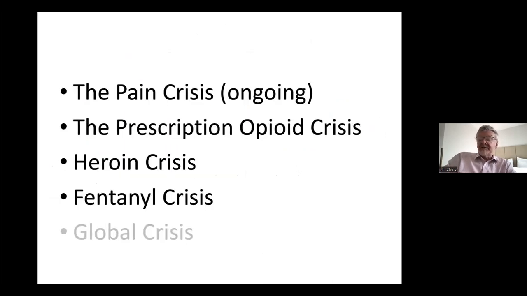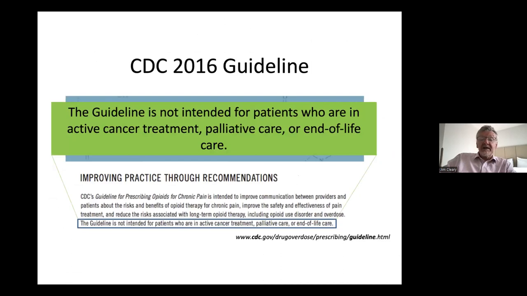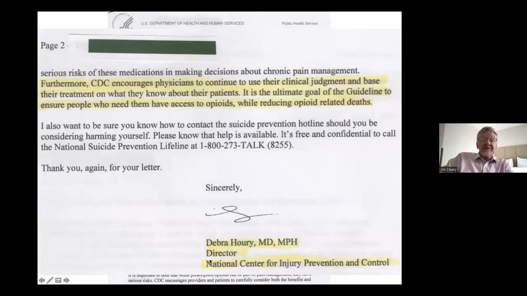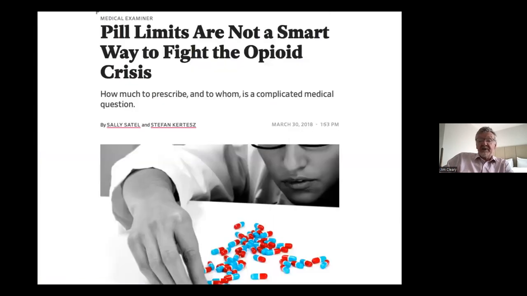So we have this pain crisis, and we'll finish off by coming back to the global. Here's the CDC guideline. It's not intended for cancer patients. Here we have actually a letter from a pharmacist with chronic pain to the CDC, and we have a reply. This is the reply to this pharmacist. The guideline is a set of voluntary situations. The CDC encourage physicians to continue to use their clinical judgment and base their treatment on what they know. It is the ultimate goal of the guideline to ensure people who need them have access to opioids while reducing opioid deaths. And they have actually just recently re-released them and are reviewing some of the impact of this.